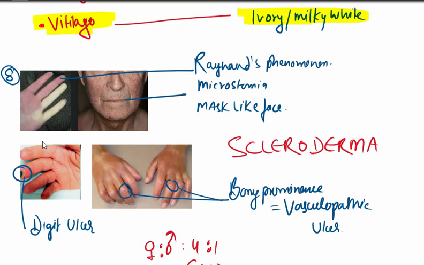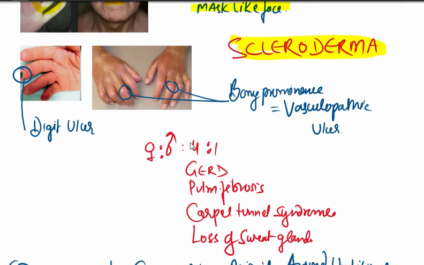Here we see microstomia, small mouth, mask-like face, and discoloration of the fingers, Raynaud phenomenon. So this is the condition of scleroderma, and we also have a finding in the patient. So there is a digital ulcer. Digital ulcers can be seen in later disease. And on the knuckles, the bony prominences, we can see vasculopathic ulcers in serious cases.